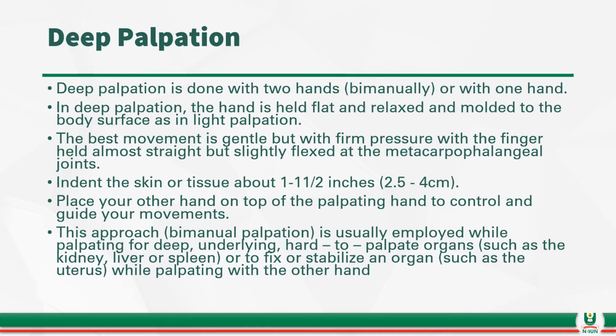Indent the skin or tissue about 1 to 1.5 inches. Place your other hand on top of the palpating hand to control and guide your movement. This approach is usually employed when palpating deep underlying, hard-to-palpate organs such as the liver, kidney, or spleen, or to fix or stabilize an organ such as the uterus while palpating with the other hand.